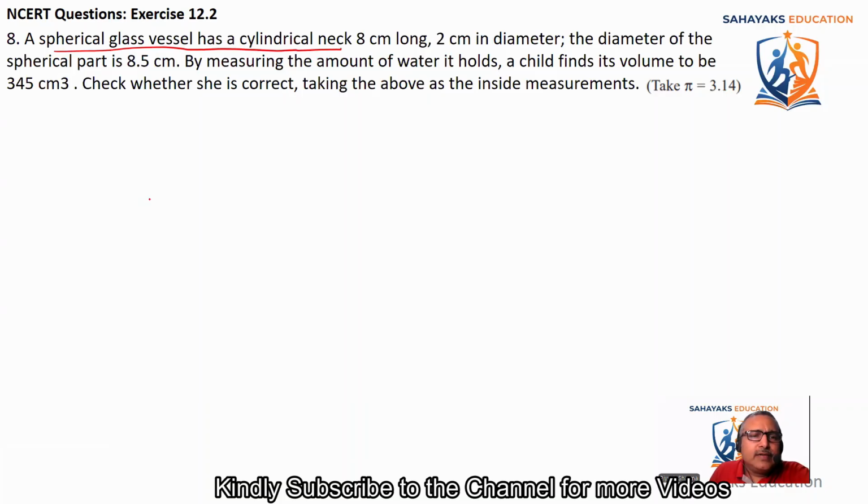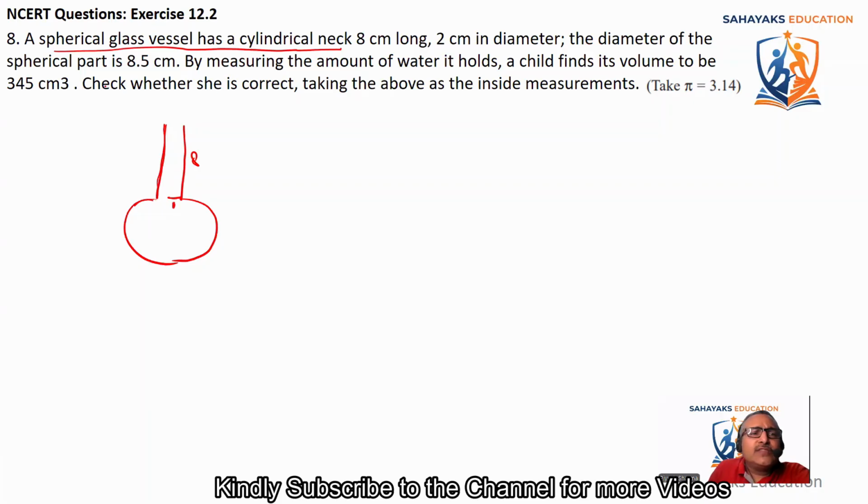So it is a spherical vessel. I'll just make it. It's a spherical vessel. Okay, has a cylindrical neck. This is a cylindrical neck. I should make it straight. Cylindrical neck, 8 centimeter long. This is 8 centimeter. I made it too big. 2 centimeter in diameter. Okay, so that means 1 centimeter is the radius of it.